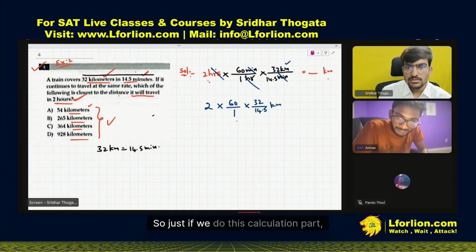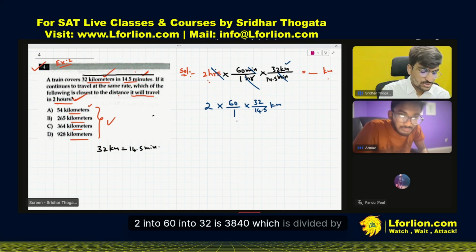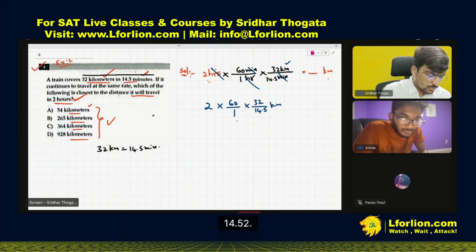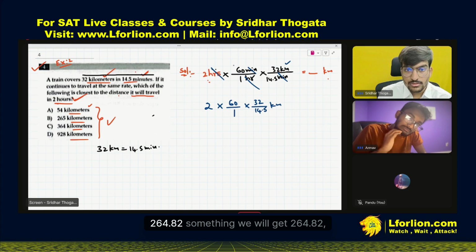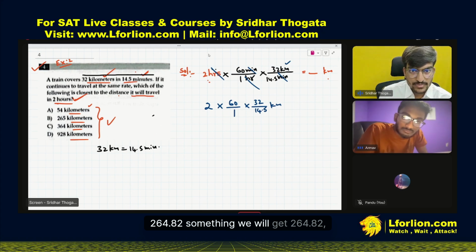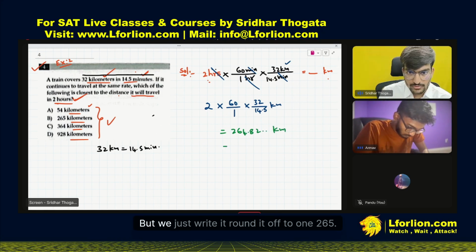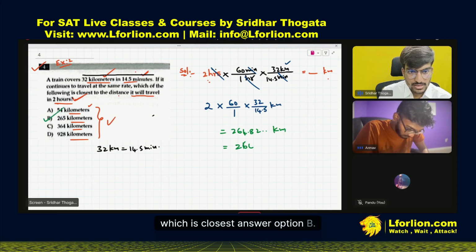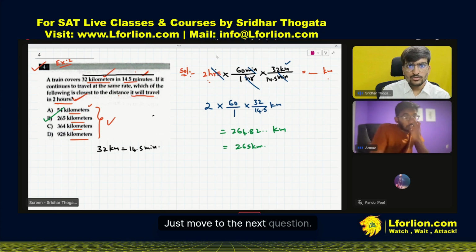If we do this calculation, 2 into 60 into 32 is 3840, which is divided by 14.5. The answer is 264.82 something. 264.82 kilometers, but we round it off to 265, which is the closest answer, option B, 265 kilometers. I'll just move to the next question.